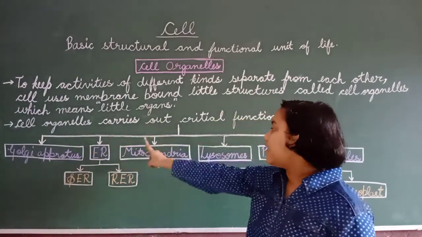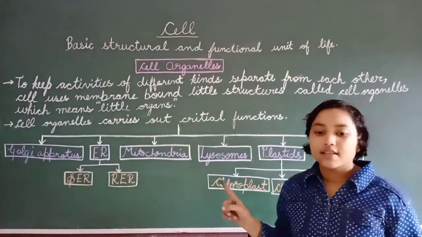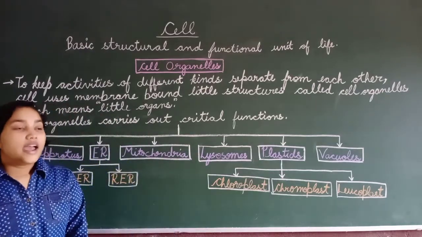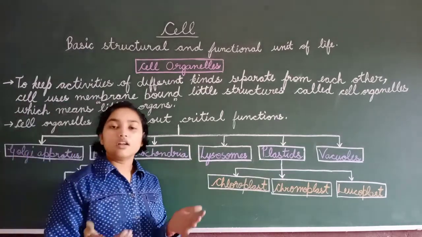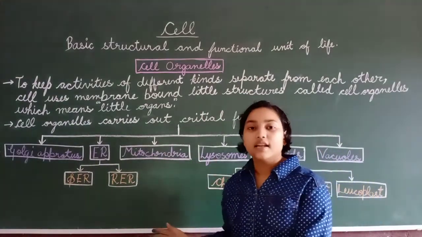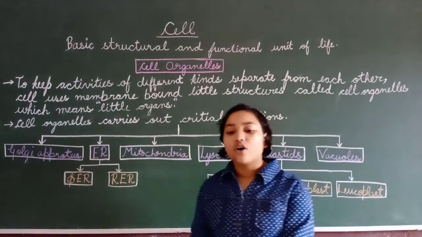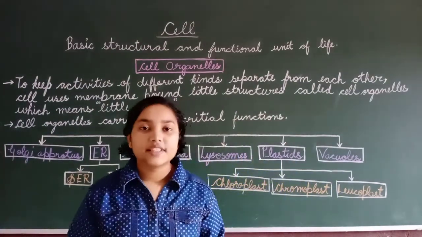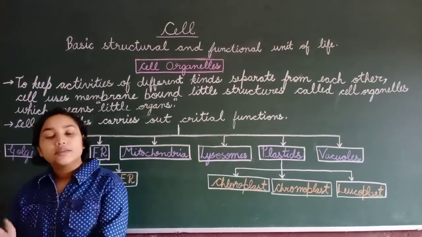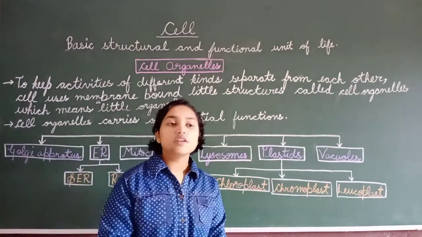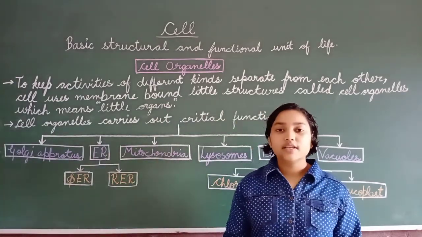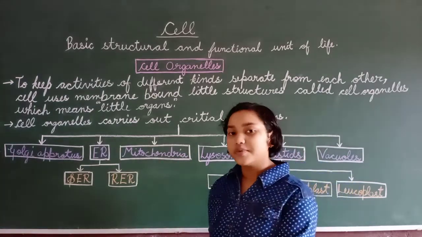Cell organelles carry out crucial functions. They carry out different functions which are necessary for the cell and for our health. For any cell, it is important to have cell organelles. But in prokaryotes, cell organelles are not present, because they have a nucleoid and do not have a well-defined nucleus. So cell organelles are absent.